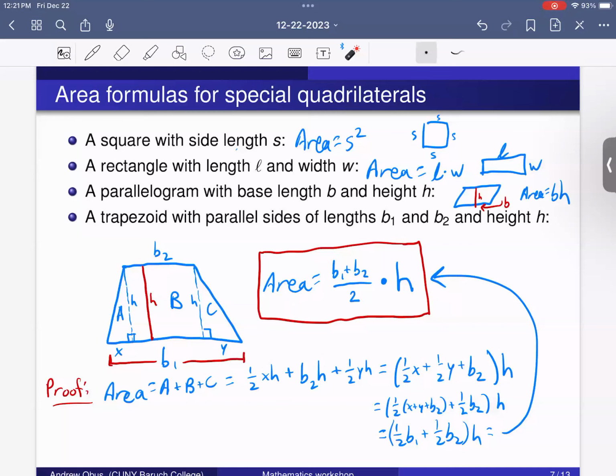Hello, Dad. Yes, Ed. Hello. I have an observation from the formula. In the typical formula, I have A is half XH plus B2H plus half YH. And I saw the general formula saying that the area is equal to B1 plus B2 over 2 times H, from this diagram here. What if X and Y are not equal? Can I use that formula? Yeah, they're not assumed to be equal. That's why I used two different letters.